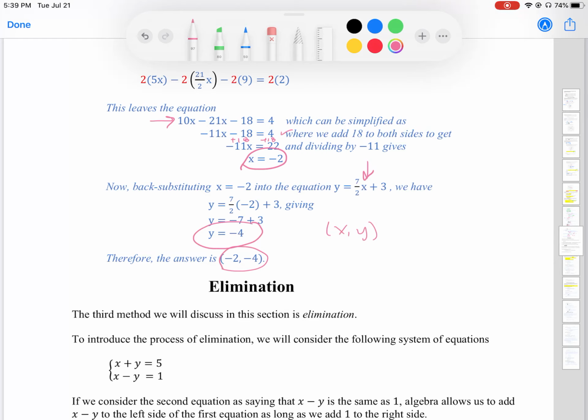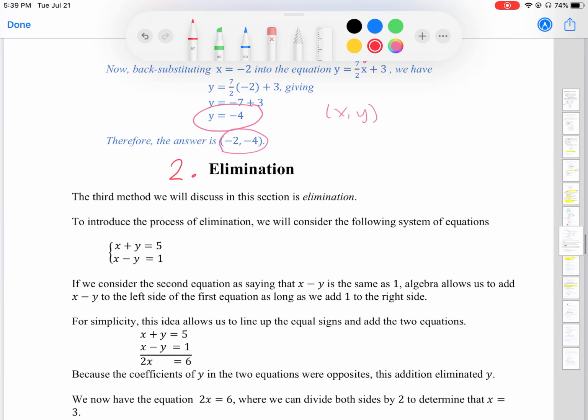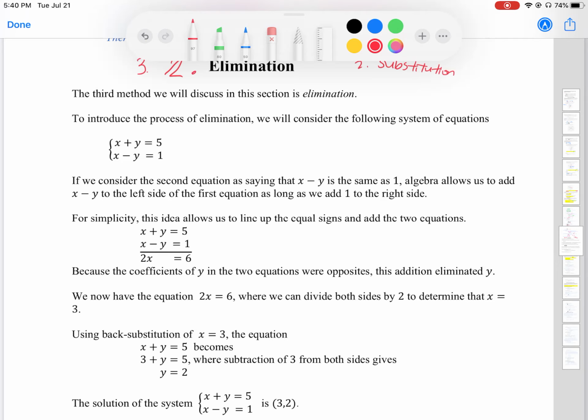Our next method to solve linear equations is elimination. Well, technically it's a third because the first one was graphing. Forgot about that one. And the second one was substitution. All right, so that leaves the third one to be elimination. The third method we will discuss in this section is elimination.